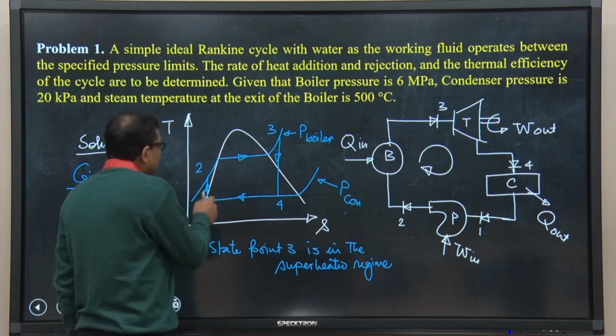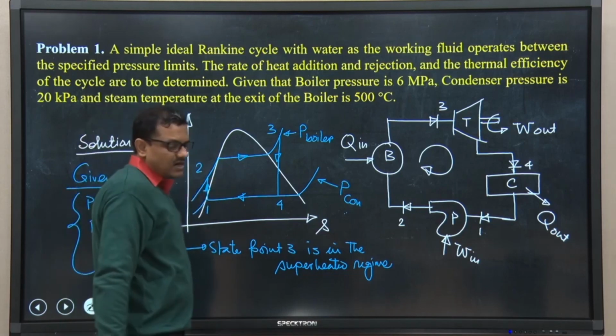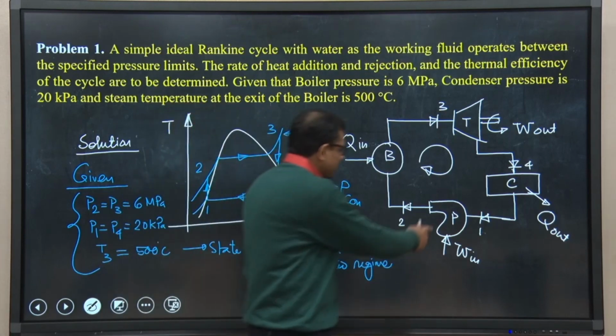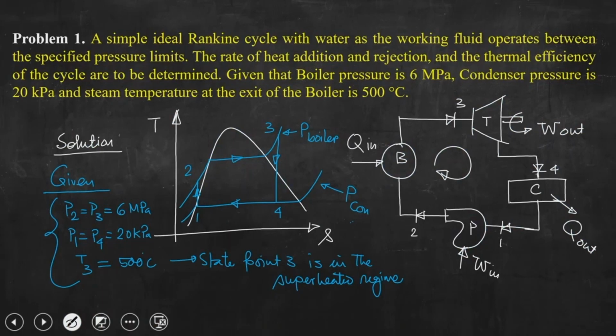This is the kind of understanding you should have before you go to solve a particular problem. Since it is a pump, which cannot handle a two phase mixture, the thermodynamic state of the working substance at point 1 should be liquid. So, it is the saturated liquid. We know the pressure. So, H1 would be equal to Hf corresponding to 20 kilopascal, and P1 will be equal to P4, equal to 20 kilopascal.